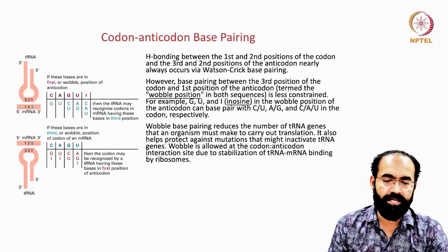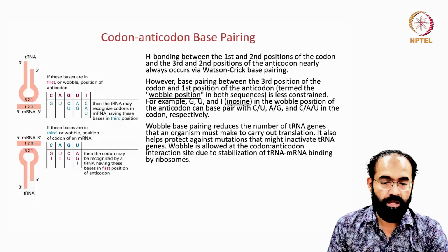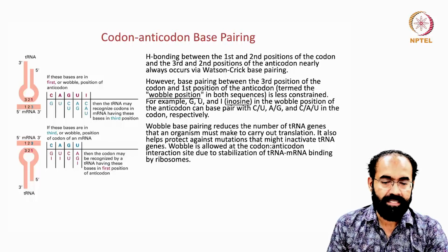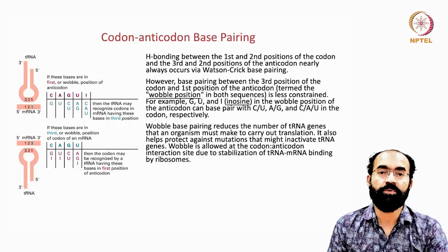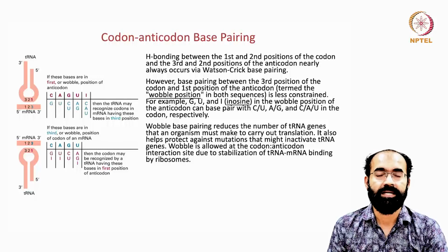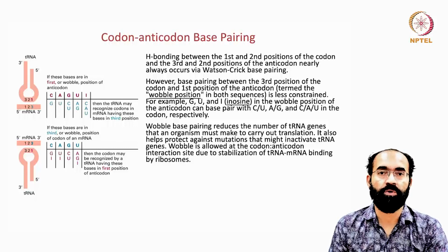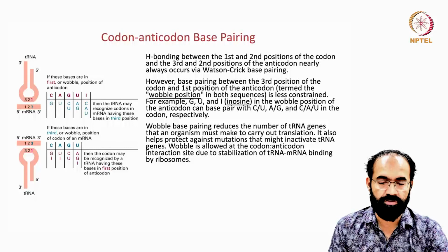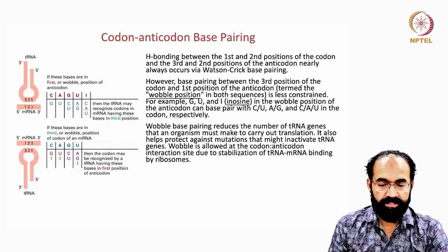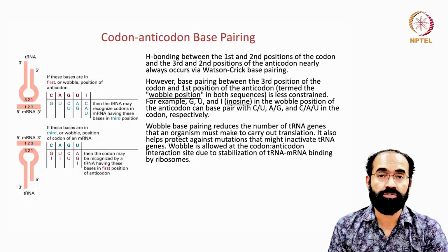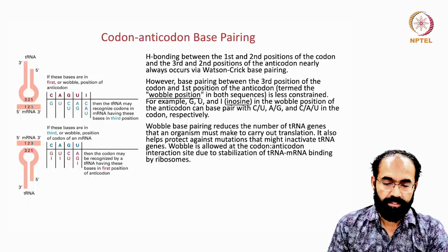However, the base pairing between the third position of the codon and the first position of the anticodon, as a part of the complementary pairing, is termed the Wobble position. Wobble position indicates it tolerates a little flexible bonding, tolerates non-strong bonding, need not necessarily be very strong in both the sequences, is less constrained. Less constrained means it's not so stringent.